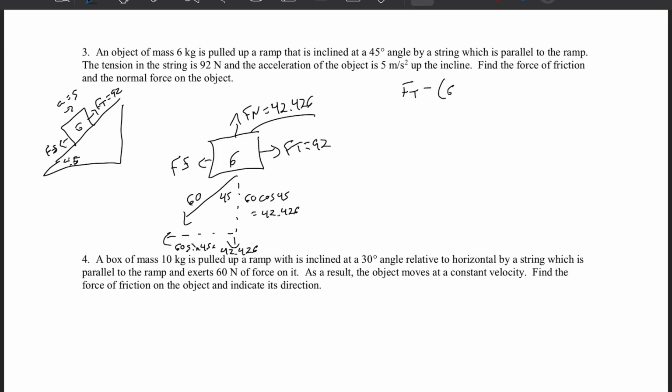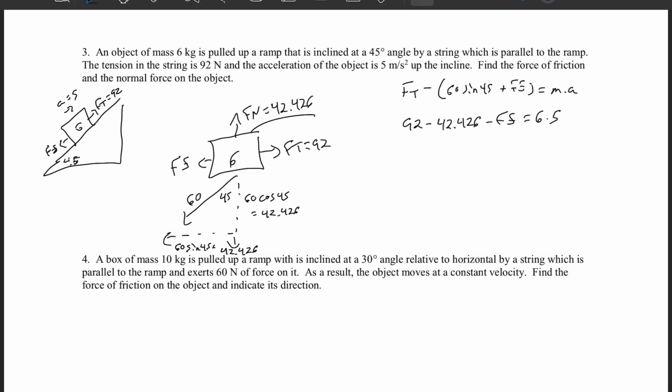So our net force is the force to the right minus the collective forces to the left. And that's because it's accelerating to the right. We know the net force is to the right. We know the acceleration is to the right, all those things. That's equal to mass times acceleration. They told us tension's 92 minus the 60 sine 45, which is 42.426, minus force of friction, because we're distributing that negative into the parentheses, is equal to 6 times 5. Mass of 6, they told us the acceleration is 5.